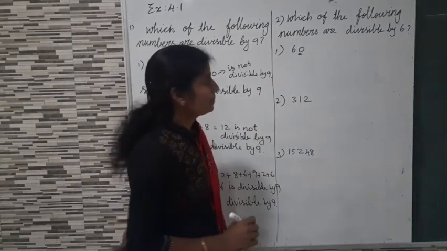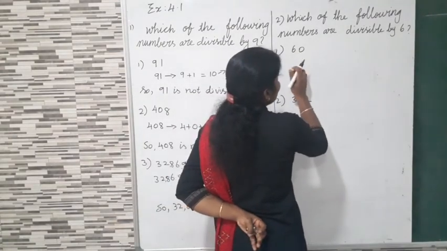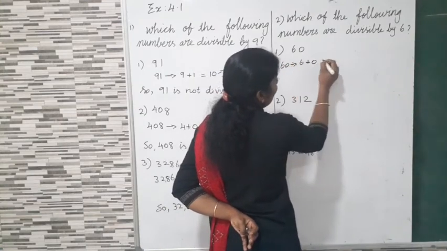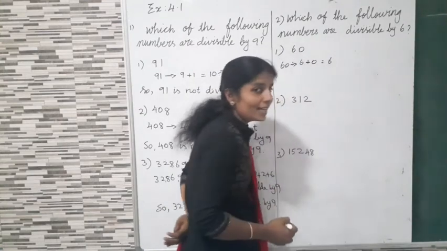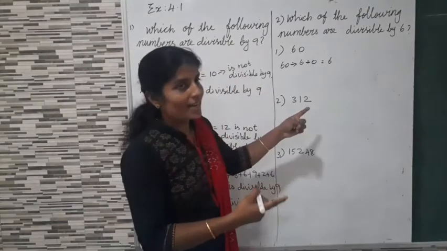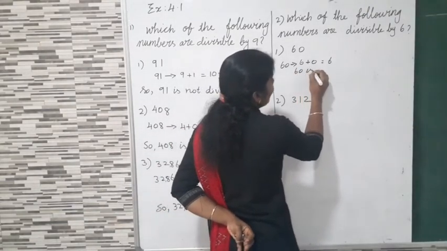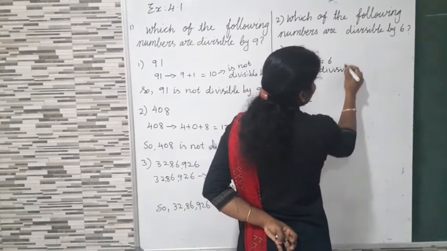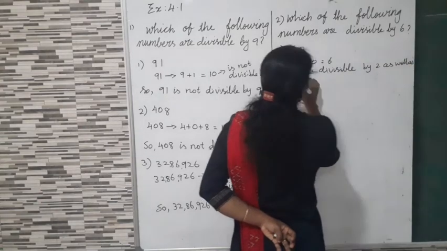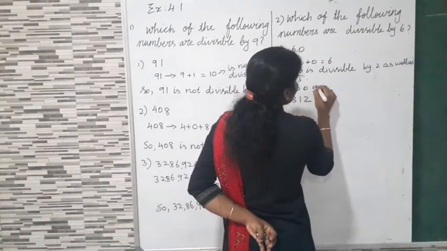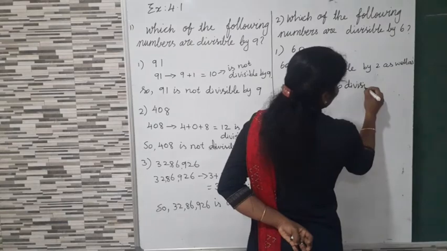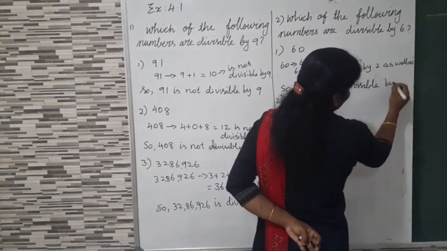Now divisible by 3. Divisible by 3 means the sum of the digits: 6 plus 0. Isn't it? 6 plus 0 equals 6. Is 6 divisible by 3? Yes. So 60 is divisible by 2 as well as 3, and 60 is also divisible by 6. We can write 60 is also divisible by 6.